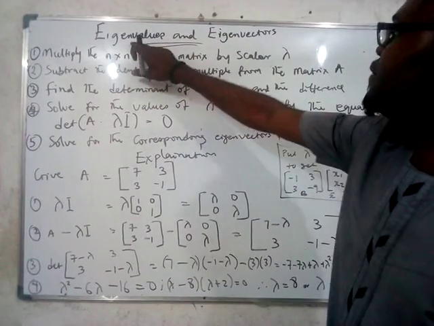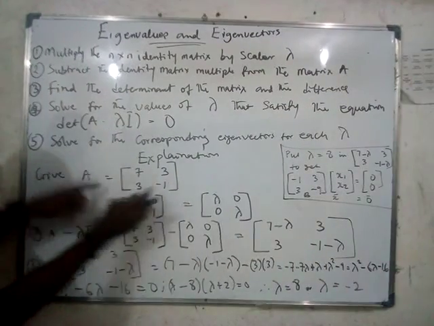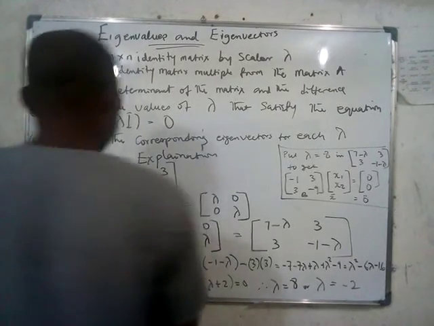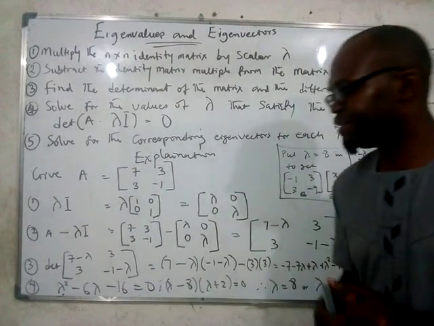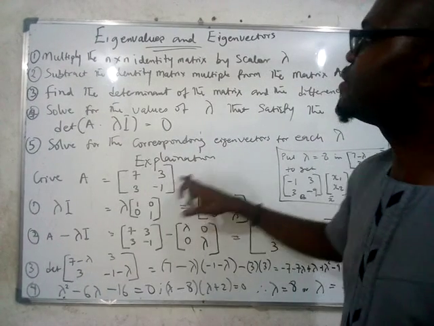Today we're going to be looking at how to solve for the eigenvalues and vectors using the normal method. If you're given a matrix like this, 7 3 3 -1, this is a 2 by 2 matrix. You can also be given a 3 by 3 matrix, and you're told to find the eigenvalues and vectors of this.